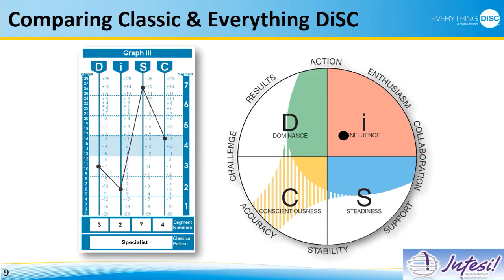We're looking at a DiSC map of someone with a slight i inclination with the priorities of action, enthusiasm, and collaboration. The striped shading that you see here indicates the additional priority of accuracy for the same person.